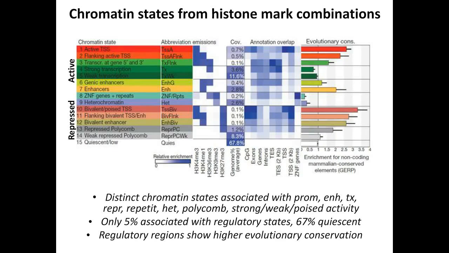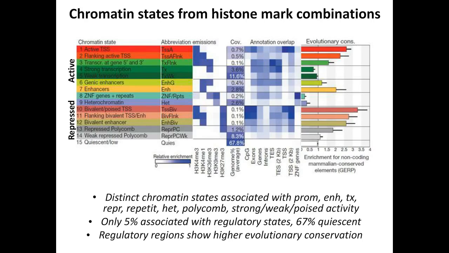So how do we do that? We basically learn a model for the specific combination of marks based on a hidden Markov model that allows us to go through the genome and discover a set of chromatin states that allows us to summarize combinations of these histone modification marks. And these chromatin states cover a very diverse fraction of the genome. There are some states that cover about 70% of every cell type, and these are quiescent states where you don't see any of these marks.